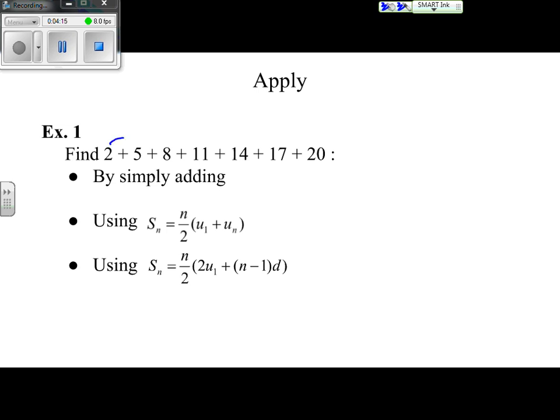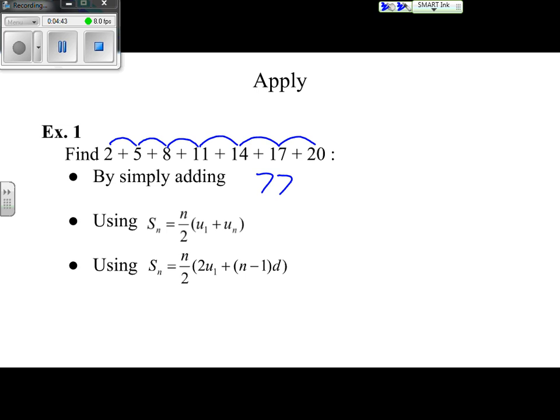So we can do 2 plus 5, which gives me 7, plus 8 gives me 15, plus another 11 gets me up to 26, plus another 14 gets me up to 40, plus 17 gets me up to 57, and then another 20 gets me up to 77. So that is my answer. And you say, well, that wasn't so hard. Mr. Peacock just did that in his head, or we could do it on our calculator.